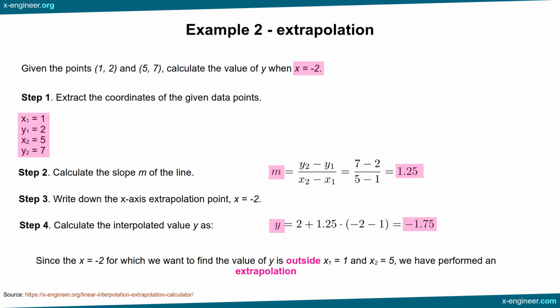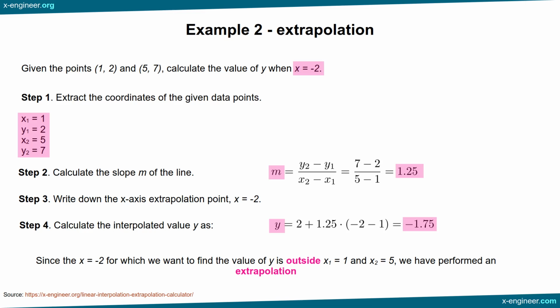Step 2. We calculate the slope of the line passing through these points using the formula m equals (y2 minus y1) divided by (x2 minus x1). Substituting the values, we get m equals (7 minus 2) divided by (5 minus 1), which is equal to 1.25.